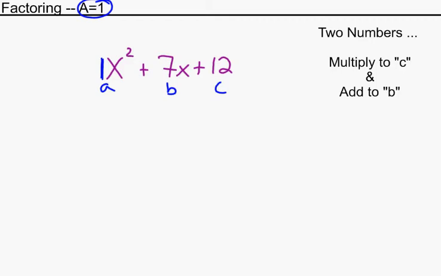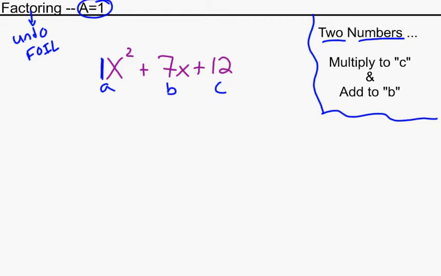When I use factoring with a equals 1, I am undoing distribution, but specifically I'm going to undo FOIL, which is good to keep in the back of my head as I go through this. So I'm now undoing FOIL. And the way that I do that is by remembering these catchphrases. I'm looking for two numbers, and these two numbers have to multiply to c and add to b. So in this case, I'm trying to multiply to c, which is 12, and add to 7, which is b.